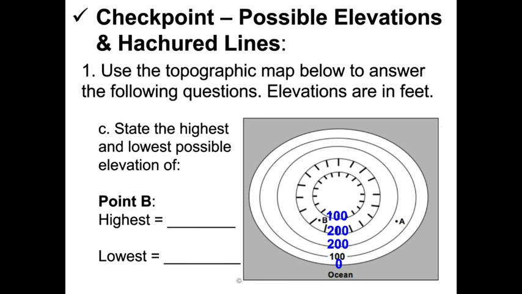What about for point B? Point B is in our hatched lines. What is the highest possible elevation for point B? There again, it's between 100 and 200, but it can't be 200, so it could be 199. And the lowest possible elevation should be, good, it can't be lower than 100, so it can only be 101 feet.